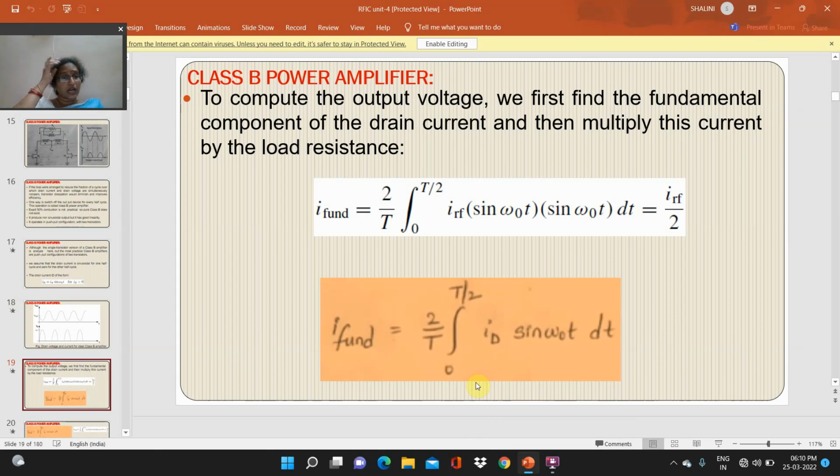To compute the output voltage, we will first find the fundamental component of the drain current and then multiply this current by the load resistance. I fund is equal to 2 by T integral of 0 to T by 2 of IRF sin omega naught t into sin omega naught t dt, which is equal to IRF by 2. I fund is equal to 2 by T, 0 to T by 2, ID sin omega naught t dt.